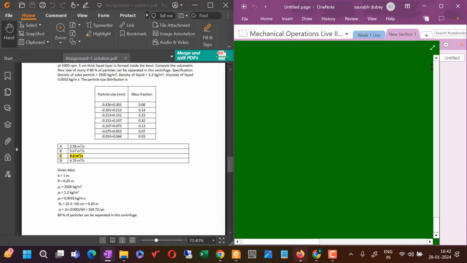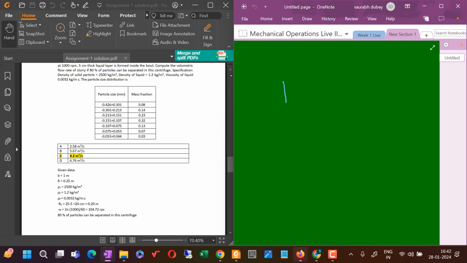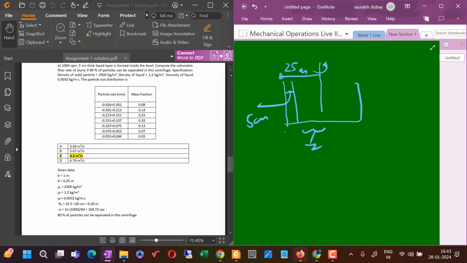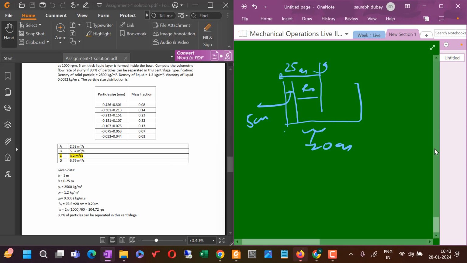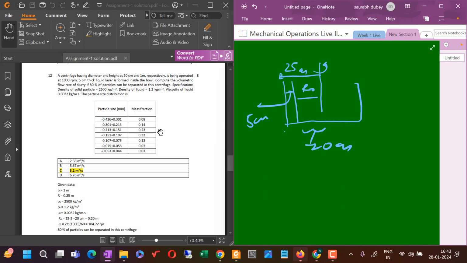So this is the centrifuge which is rotating, and this is the thick section. It has been given that the radius r is 25 centimeter, and this thick zone is 5 centimeter. So this difference will be 20 centimeter. This is R0. Okay, and omega equals 2 pi into 1000. 1000 is the rpm given in the question, at which your centrifugation is happening.